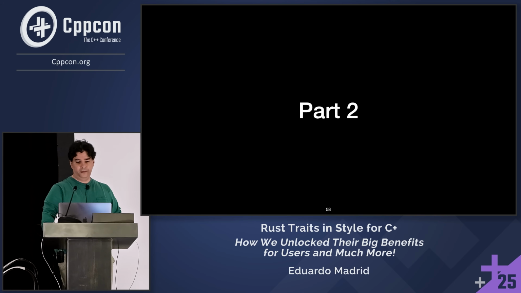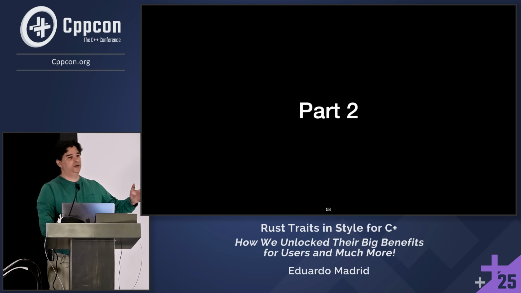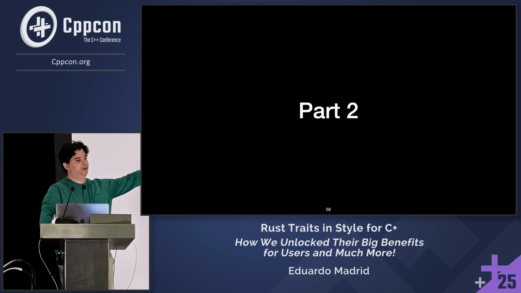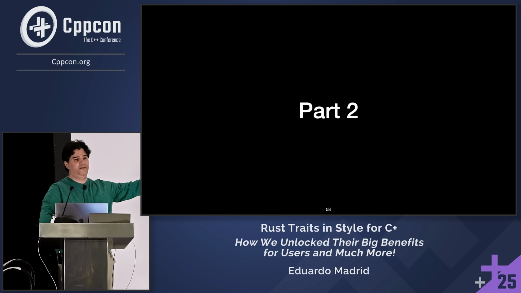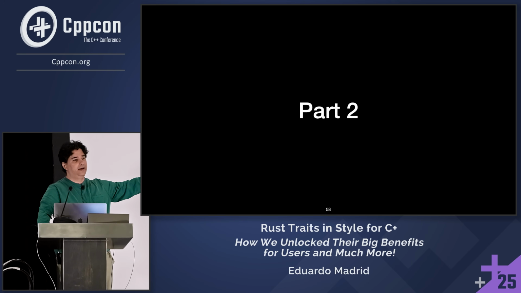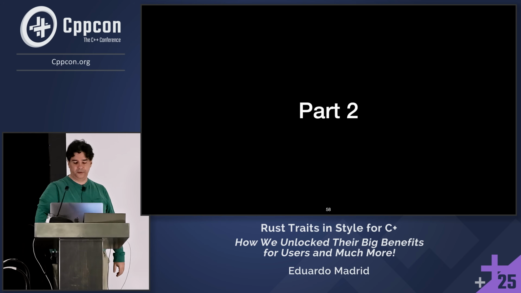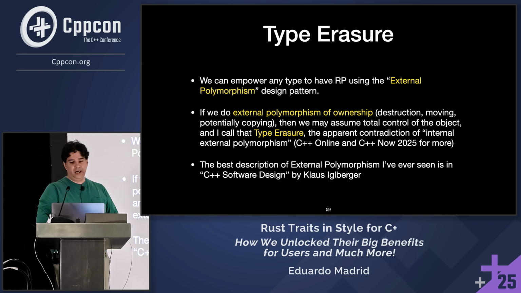Okay, so now what's going to be the solution? How are we going to adopt those benefits of non-intrusive runtime polymorphism into C++? Well, we're going to use the technique of type erasure.